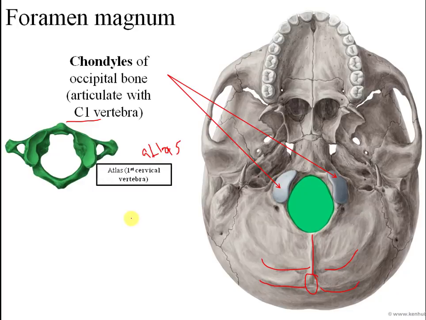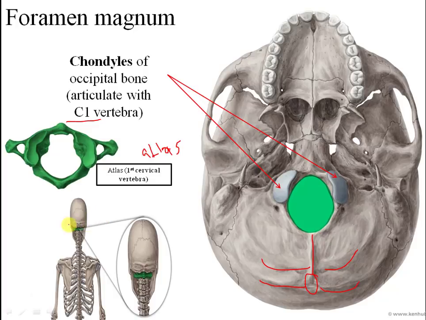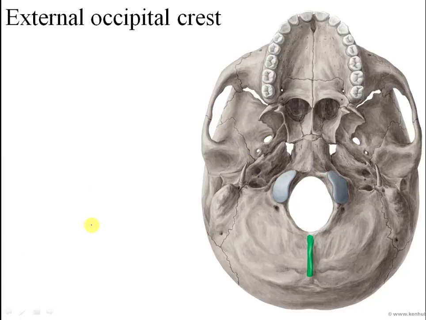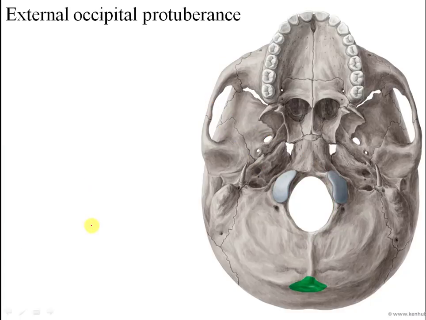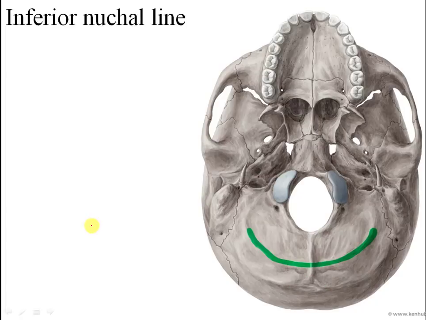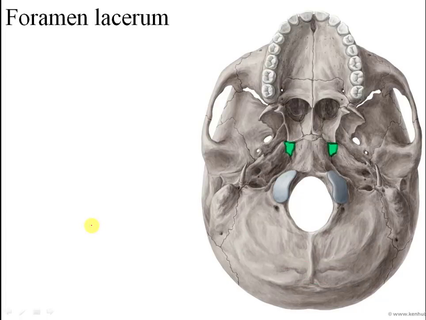The joint between the first cervical vertebra, between atlas and the occipital bone, is the atlanto-occipital joint. The atlanto-occipital joint is a synovial joint and it permits the nodding movement, like when you nod your head to say yes. External occipital crest, the external occipital protuberance, the two lines, the inferior nuchal line and the superior nuchal line.